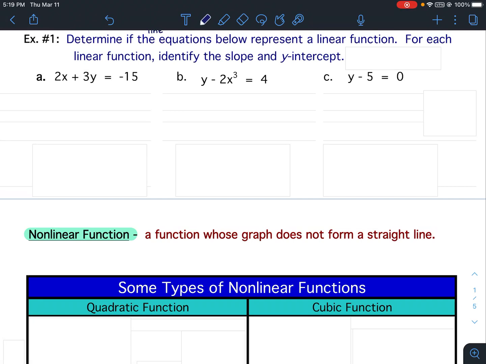Linear and nonlinear functions, lesson 14 notes. Example number 1. Determine if the equations below represent a linear function. For each linear function, identify the slope and y-intercept.